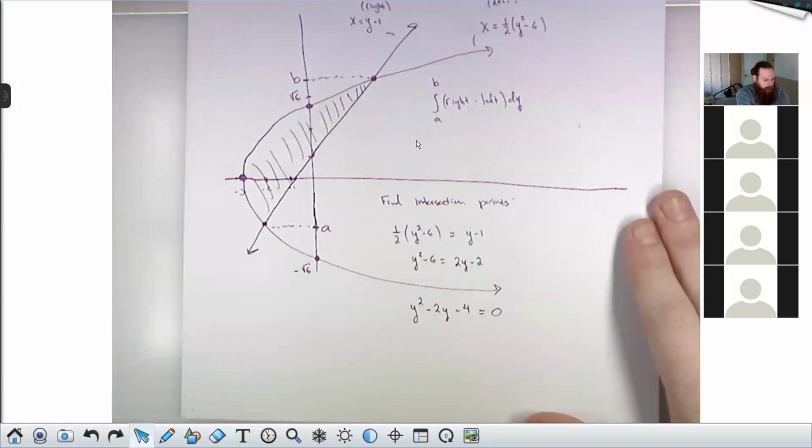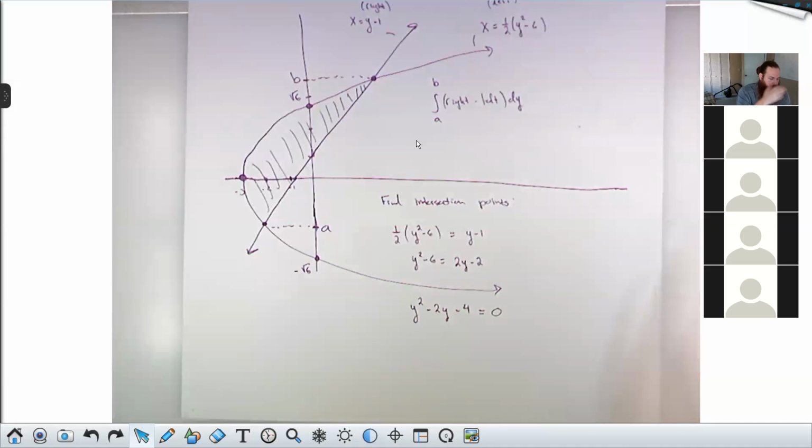Let's see. Can I factor that? So I need two numbers whose product is -4 and whose sum is -2. Those might not exist. Those might not be nice numbers. I don't think those are nice numbers. I think these might involve the square root of 3. So we could use the quadratic formula, or we could complete the square.